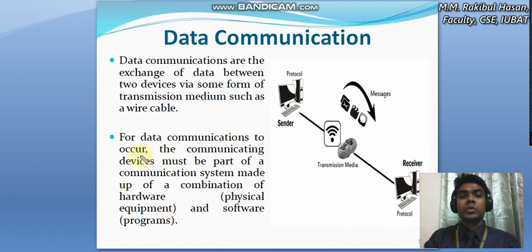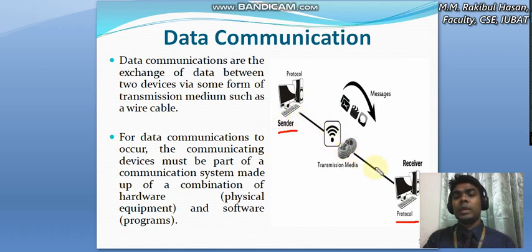For data communications to occur, the communicating devices must be part of a communication system made up of a combination of hardware and software. Hardware means physical equipment, software means no physical existence. Okay, right. So what they're mentioning, consider this picture first. Here we have one sender, and here we have one receiver, and I would like to transfer data from sender to the receiver. That means I have to use a communication channel. This symbol basically indicates wireless, and this symbol basically indicates wire.